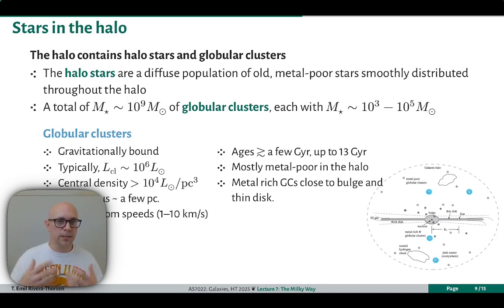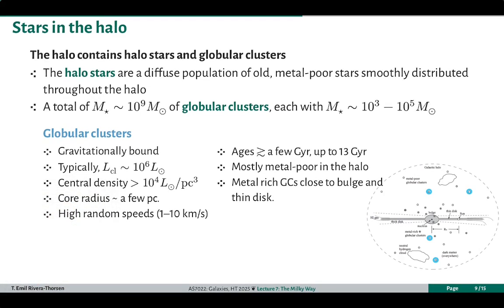Globular clusters are, as I said before, gravitationally bound, so they are stable structures. They typically have a luminosity of about 10^6 solar luminosities. They can have a very high central density of stars, as much as 10^4 or more solar luminosities per cubic parsec, which is a lot given that there is no more than a handful of stars in this cubic parsec surrounding the sun itself. So try to imagine what the night sky would look like if the sun was located inside of a globular cluster.